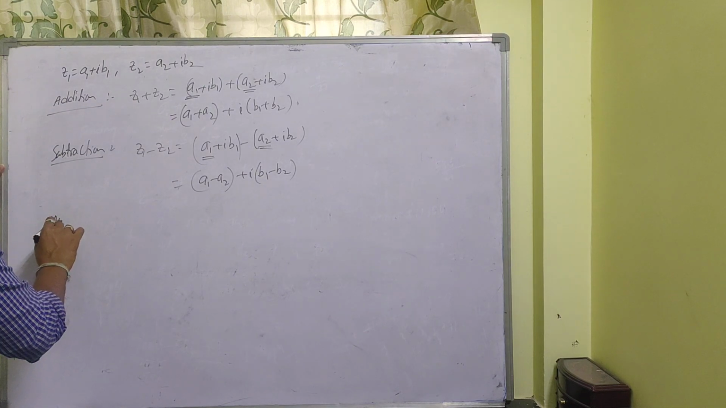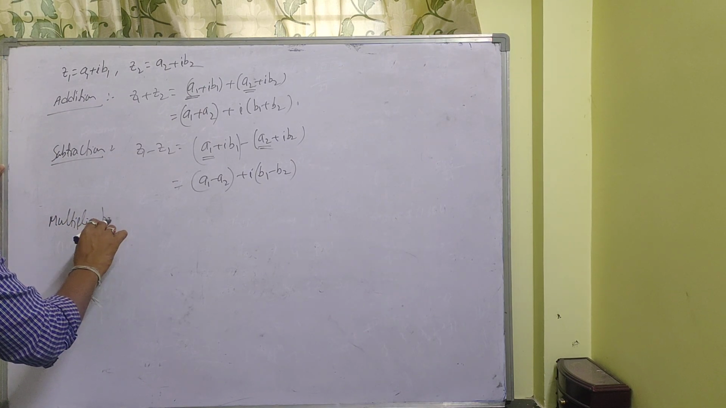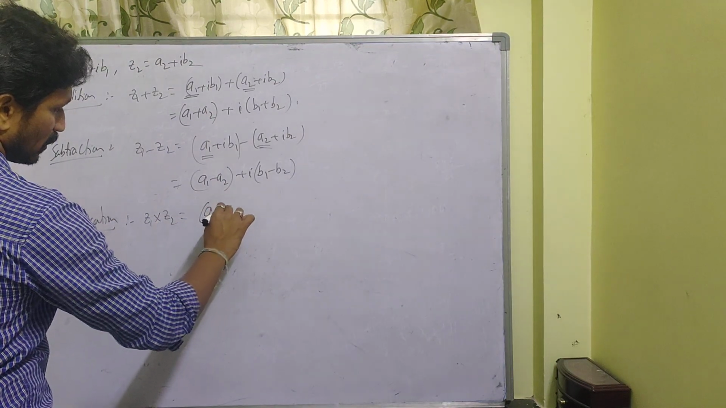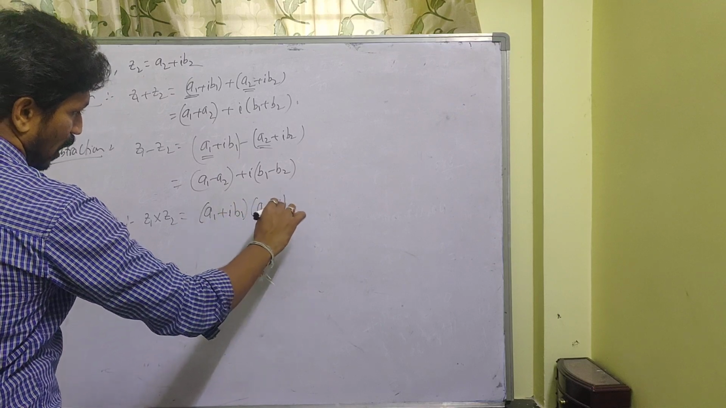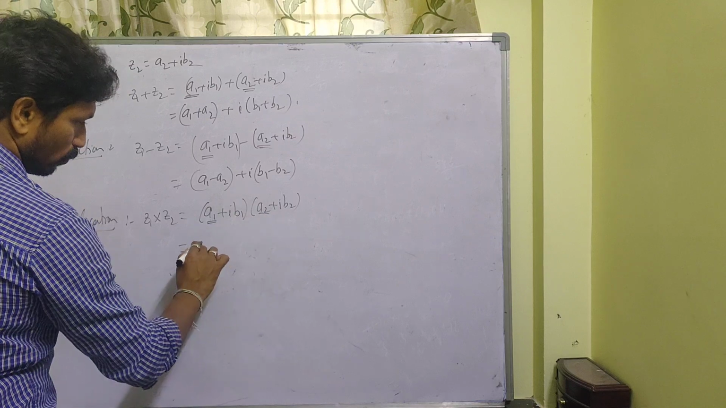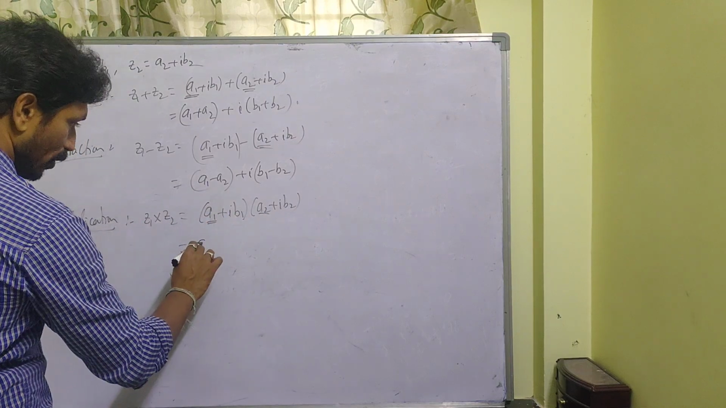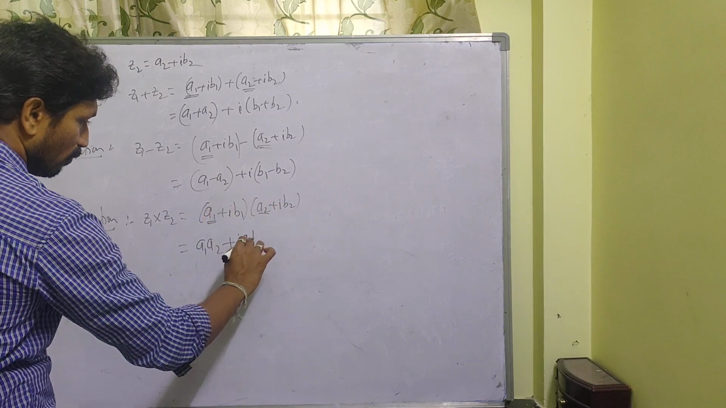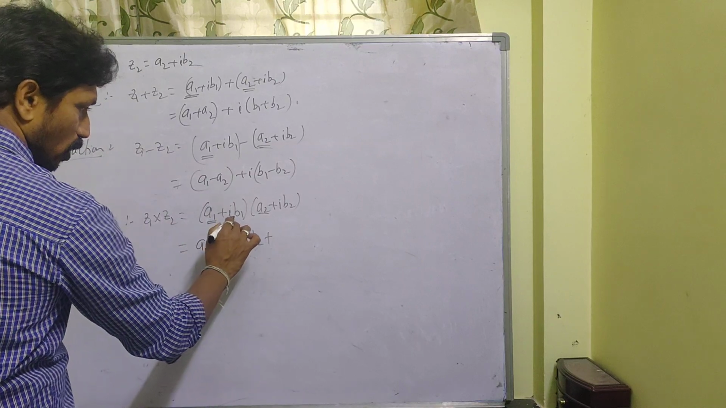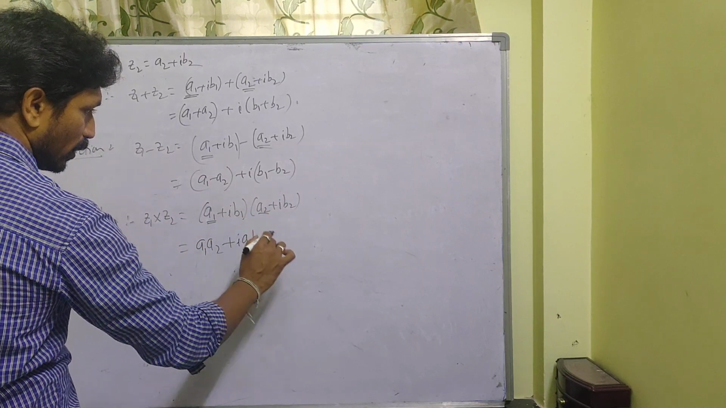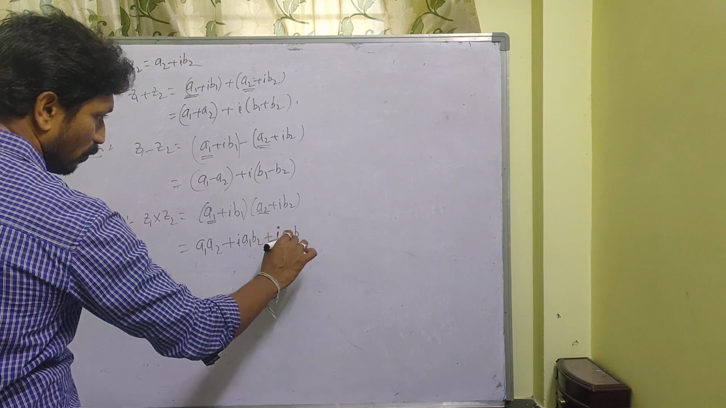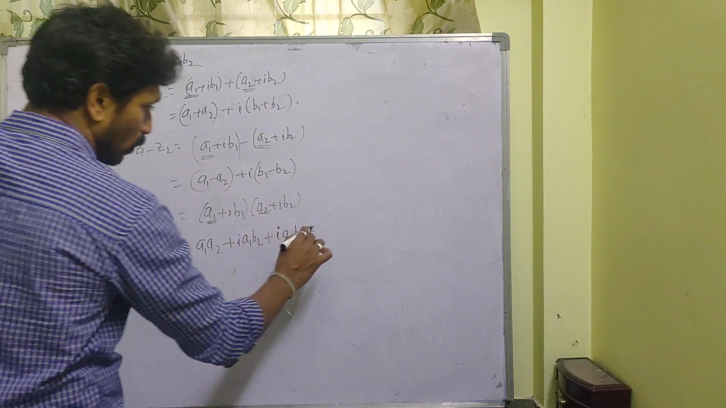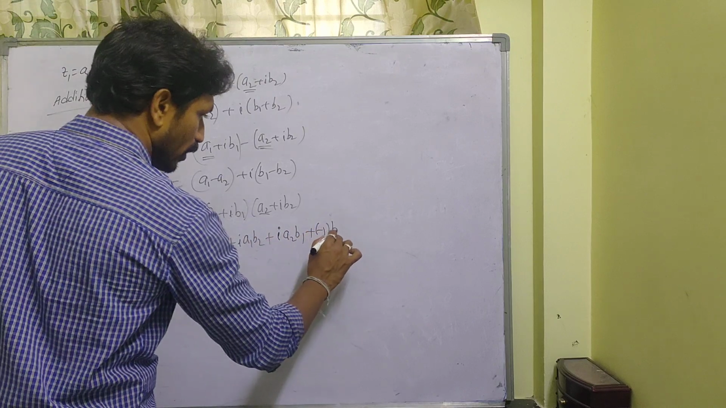So in multiplication, Z1 into Z2, you write here (A1 + iB1) into (A2 + iB2). Just apply the distributive property. So A1 A2 plus A1 into iB2, that is i into A1 B2, plus iB1 into A2, that is i into A2 B1. Next iB1 into iB2, i into i is i square. The i square value is minus 1, so minus 1 into B1 B2.